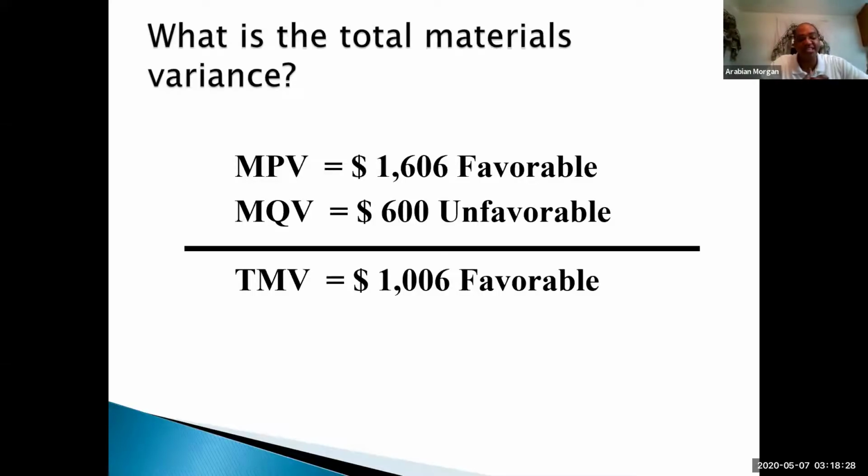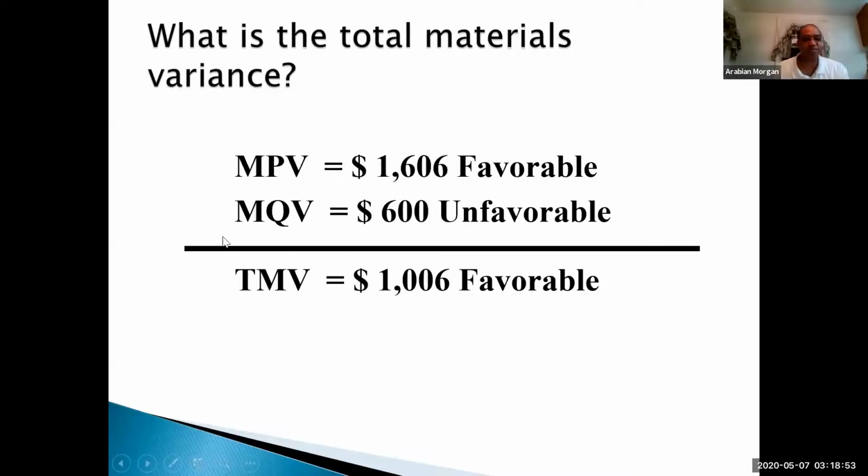Absolutely. The purchasing department manager gets the credit for having this favorable material price variance. It's that manager's job to go out, find the material, and get it at a good price. So that's the purchasing department manager who gets the praise as a result of this.